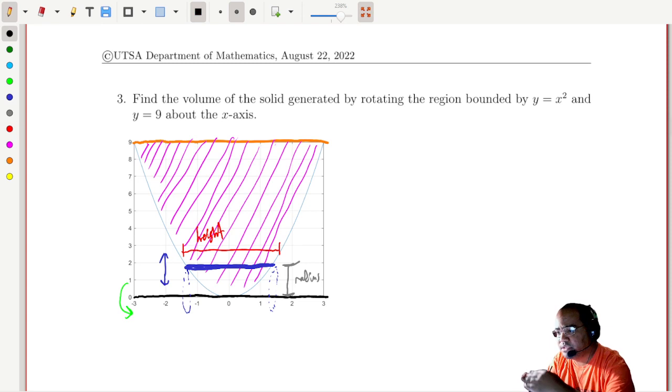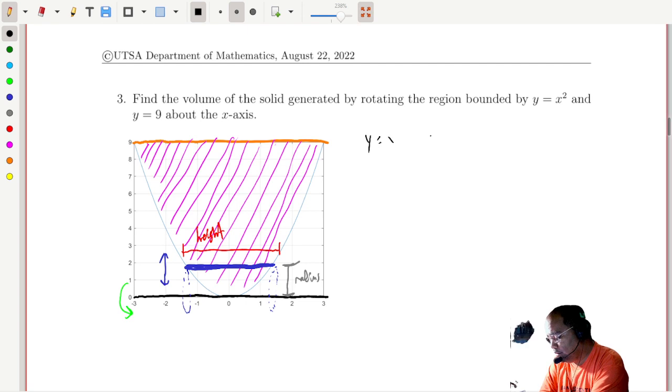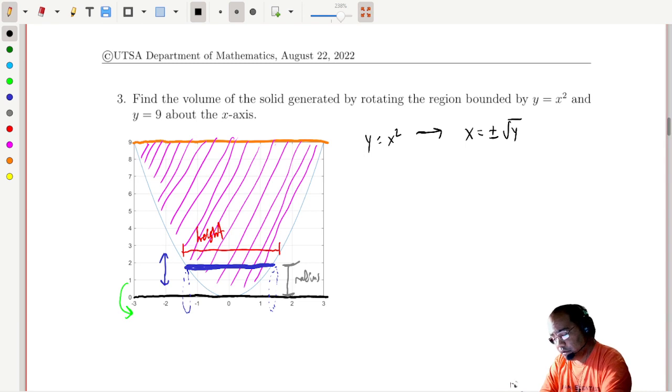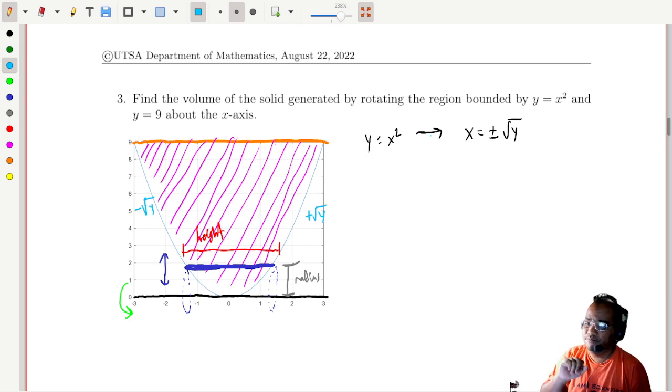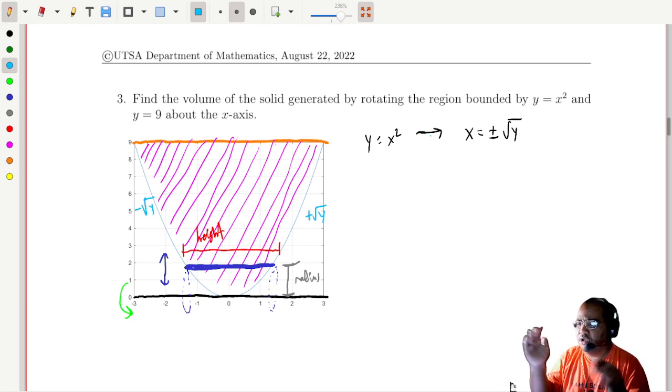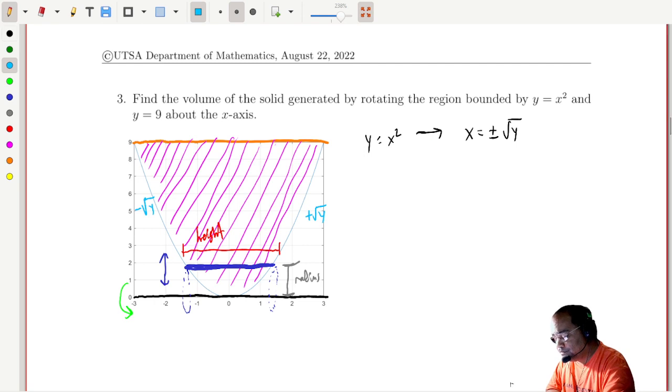But for the shell height, observe, because the strip is now horizontal, it means I'm integrating in y, so I need a function of y. We're going to take y equals x squared and invert that by taking square roots. By taking square roots, we get that x is equal to plus or minus square root y. I'll label here: on the right half we have the plus branch, plus square root y, and on the left half we have minus square root y. Now let's think about what the shell height is going to be first. That's probably going to be the hard part out of the way.